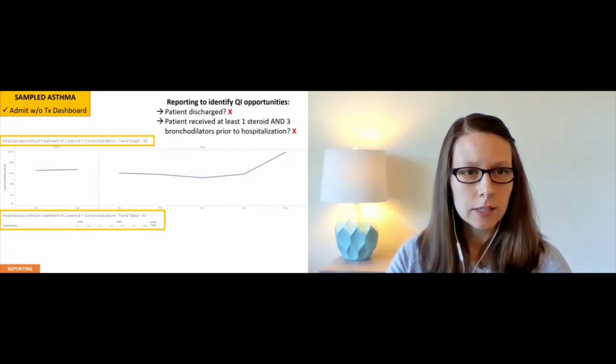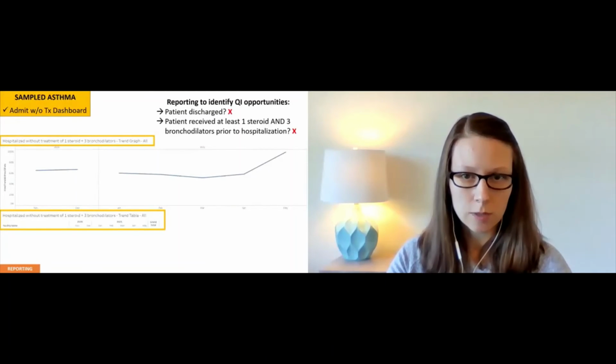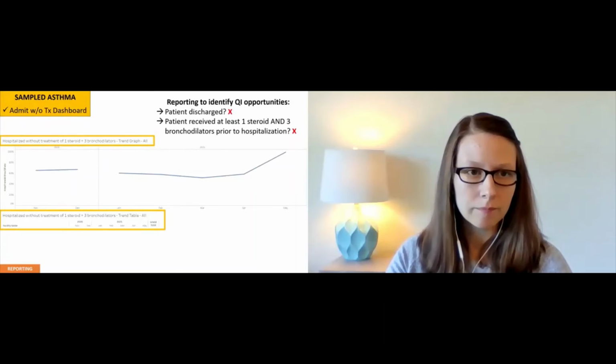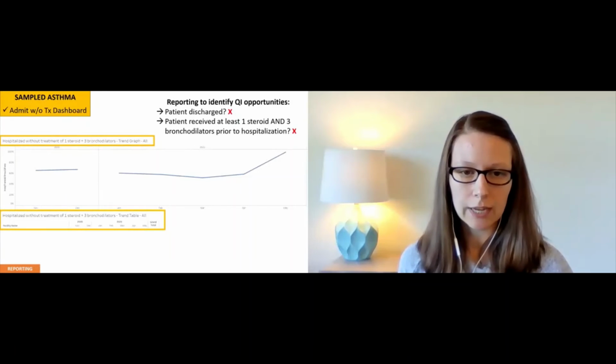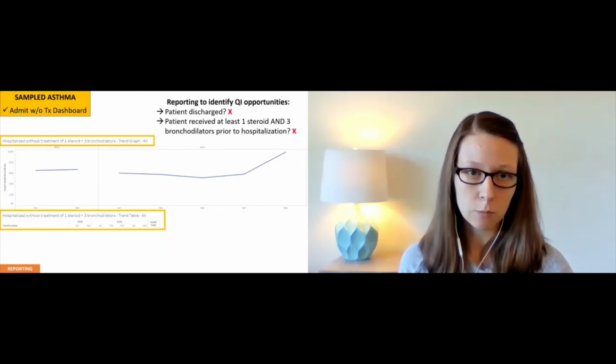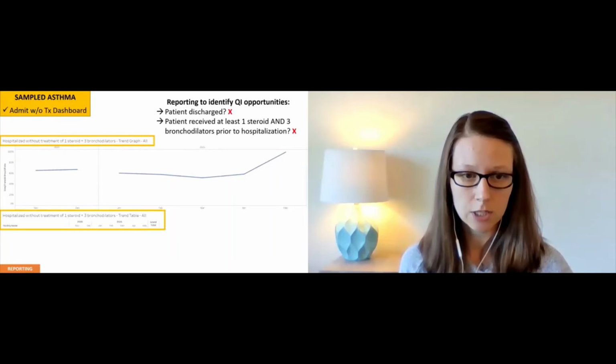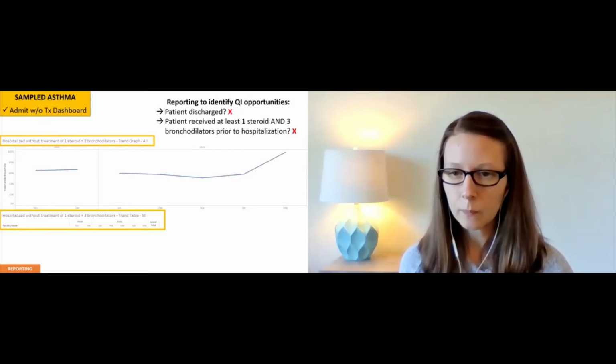Okay, so these next two are labeled admit without treatment dashboard. And so the idea, if we look at the top right, to get a better idea of what census patients are falling into this measure, we're looking at: was the patient discharged? No. And did the patient receive at least 1 steroid and 3 bronchodilators prior to hospitalization? No. If both of those are no, then the patients will appear in this data below.